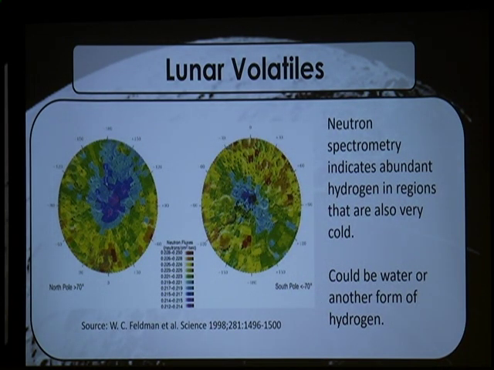When we put spacecraft in orbit around the moon to get neutron spectrometry data, the spectra of the neutron velocities indicate that there's a lot of hydrogen at the poles of the moon. We didn't know if it was water or if it was just free hydrogen or hydroxyl. It could have been just hydrogen that collected from the solar wind for all we knew.